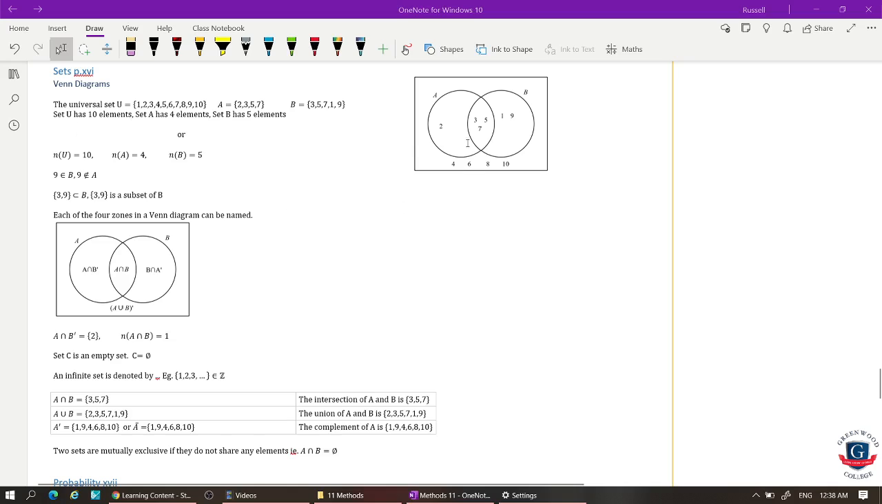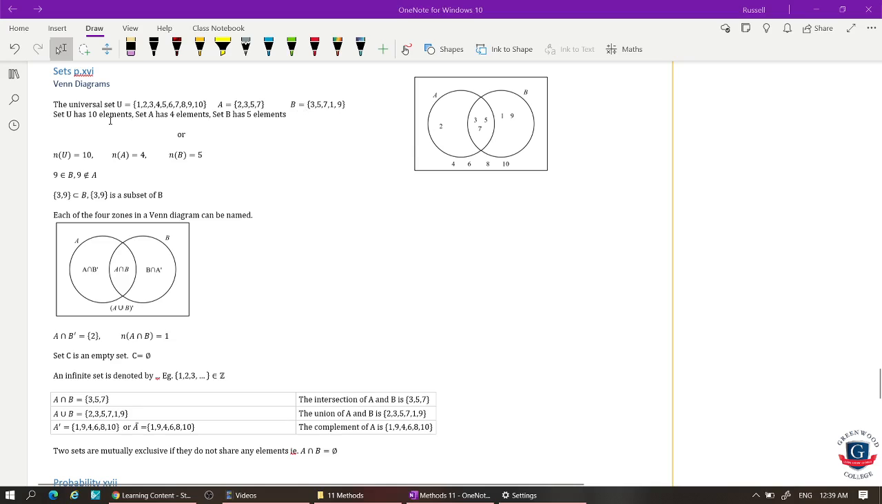So, in a Venn diagram, this bounding box here represents the universe. We have a set A here, which would be 2, 3, 5, and 7, a set B here, which is 1, 3, 5, 7, and 9, and four numbers that are outside of the sets A and B: 4, 6, 8, and 10, which gives us a universe of 1, 2, 3, 4, 5, 6, 7, 8, 9, 10.